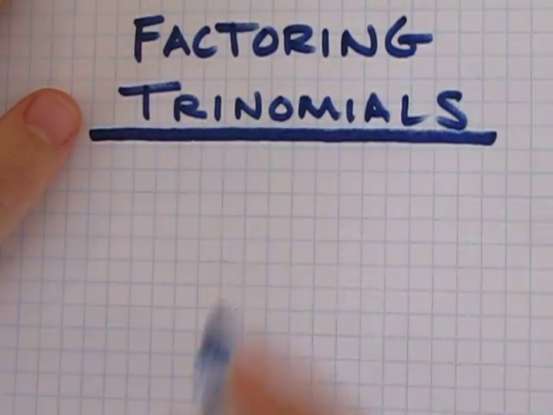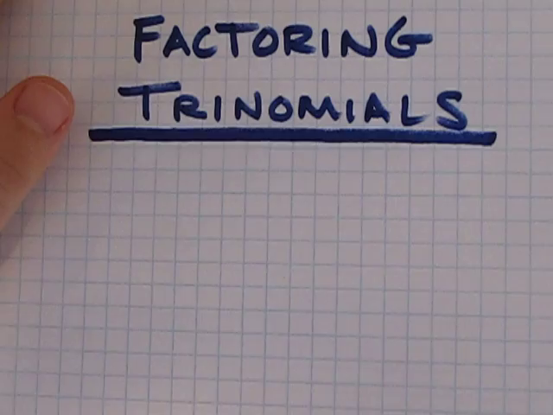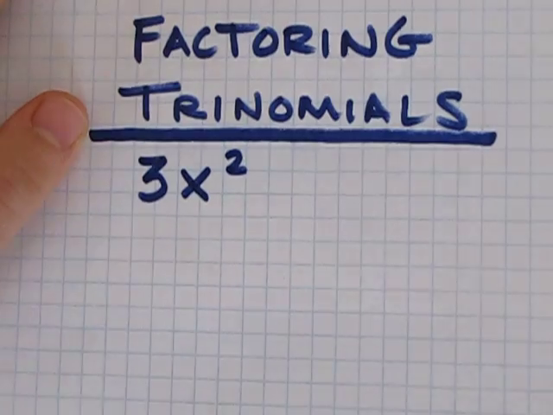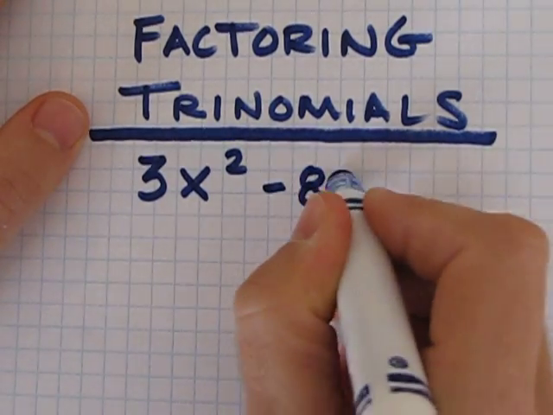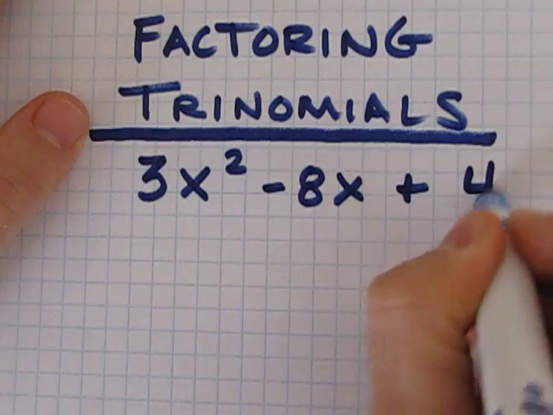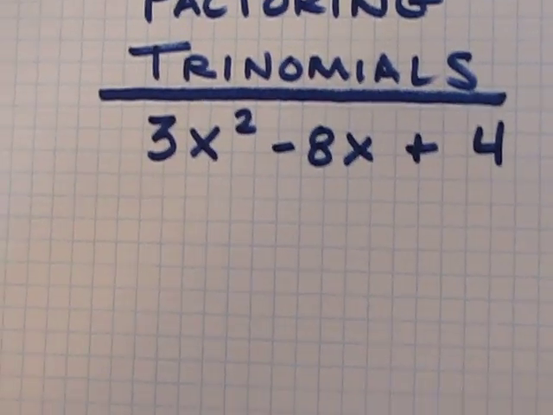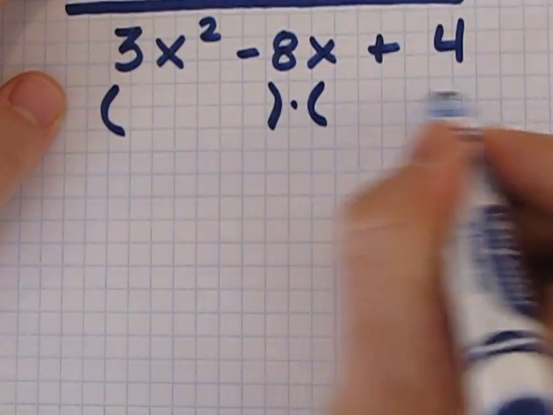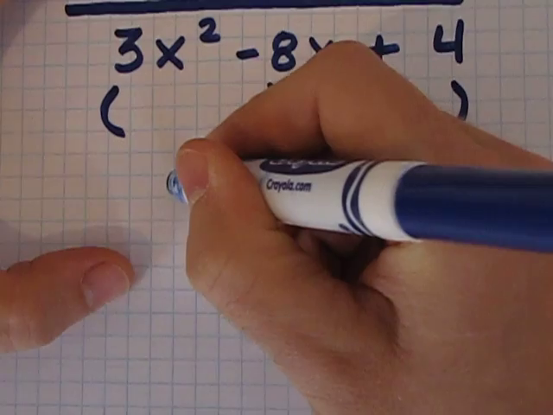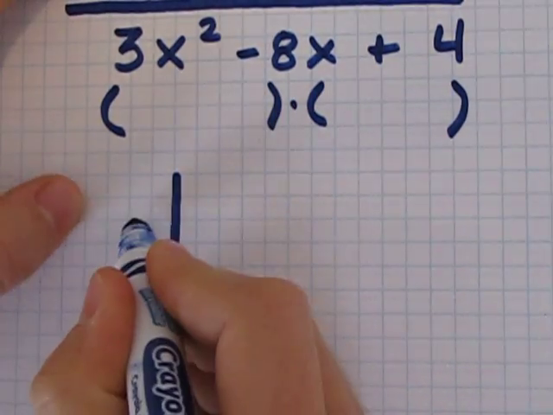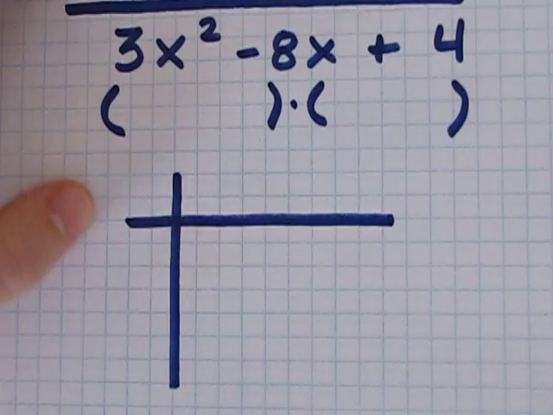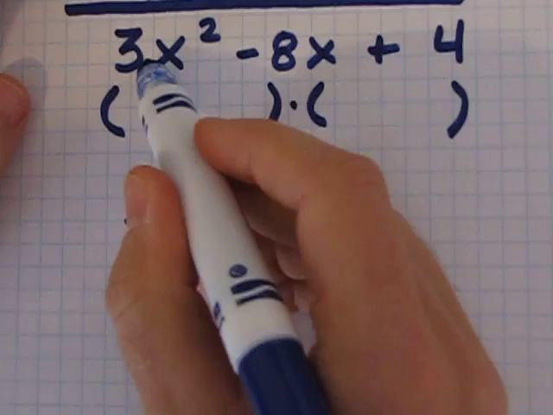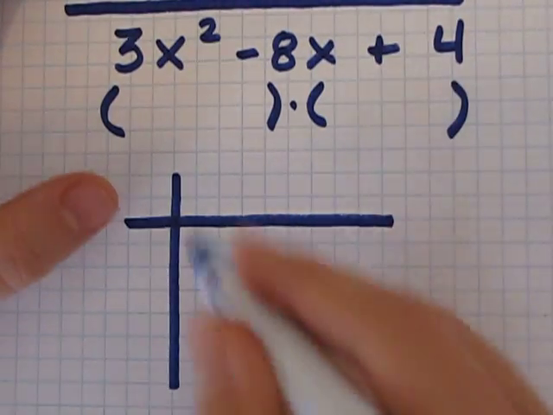Let's suppose that the trinomial, meaning we have three terms, that we wish to factor is 3x squared minus 8x plus 4. Well, we know that our final answer is going to look like this: binomial times binomial. And we also know this because we've had some practice with multiplying, that the answers are going to go on the outside of the rectangle, and 3x squared minus 8x plus 4 is going to go on the inside.